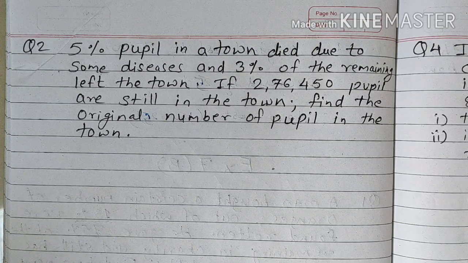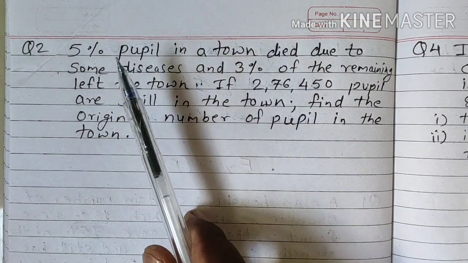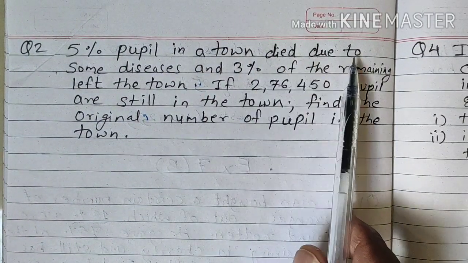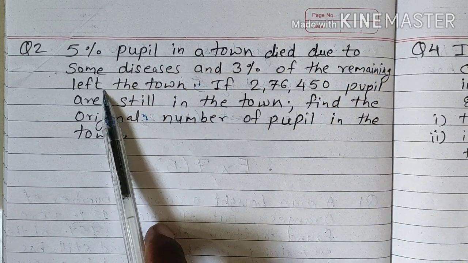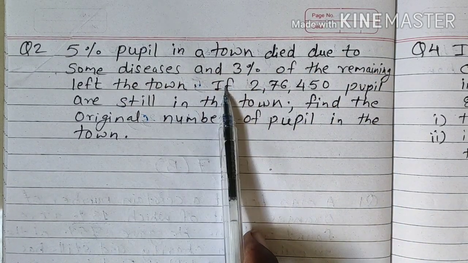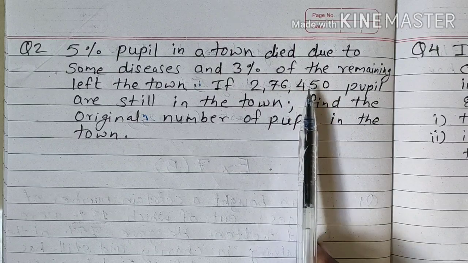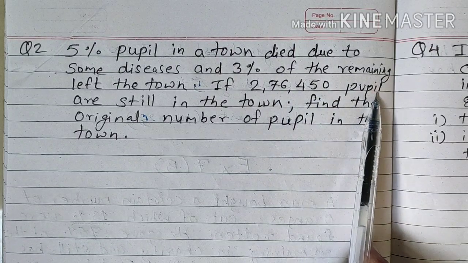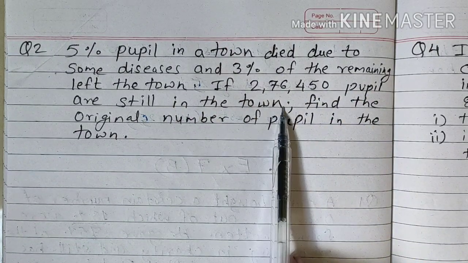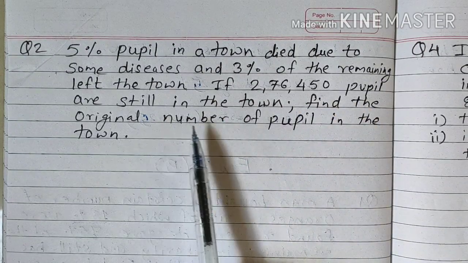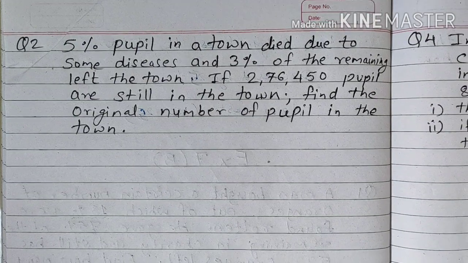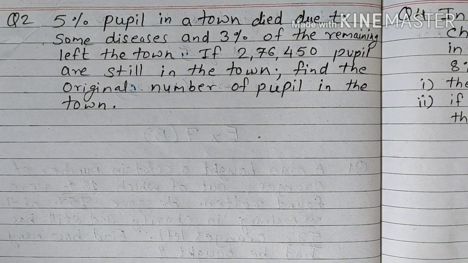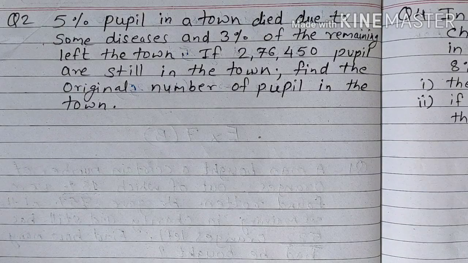See, what is the question here? 5% of people in a town died due to some diseases and 3% of the remaining left the town. If 2,76,450 people are still in the town, find the original number of people in the town. Actually, this is the same question whatever we have learned in question number 1. A similar type of question is this.